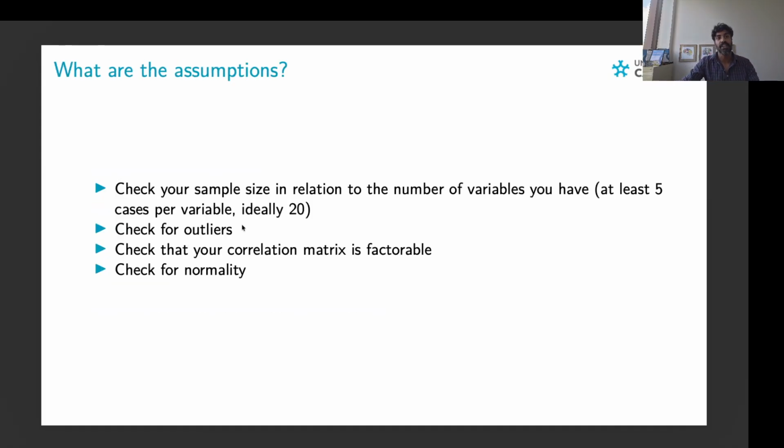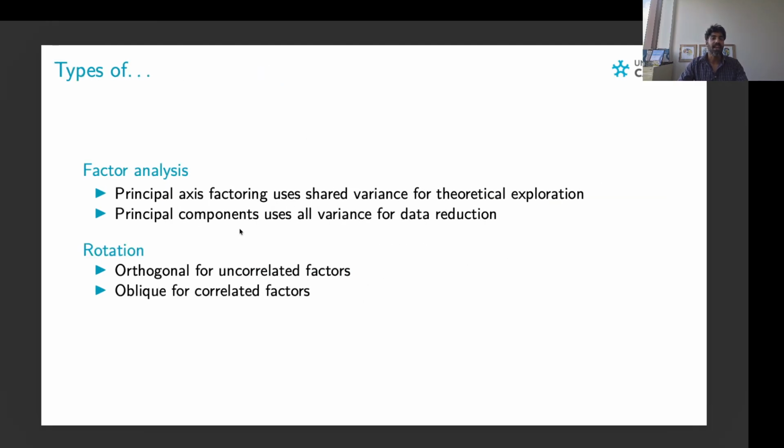What are the assumptions? You want to check your sample size in relation to the number of variables you have, at least 5 cases per variable, ideally 20. Check for outliers, check that your correlation matrix is factorable, and check for normality. And we talked about the types of factor analysis, including principal axis factoring, which uses shared variance for theoretical exploration, principal components, which uses all variance for data reduction. Rotate, oh look, this is all the hand gestures in one slide. So we have data reduction, orthogonal for uncorrelated factors, oblique for correlated factors, and you have the rotations that are occurring there.